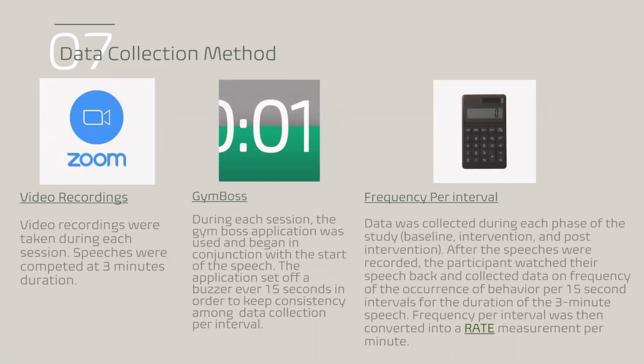For our data collection method, we used video recording through Zoom taken during each session and completed in 3 minutes. We also used the GymBoss app to keep consistent intervals with a buzzer going off every 15 seconds. And lastly, we used frequency per interval, and we collected data during all phases of the study. After recording, the participants rewatched their speech and collected data of the occurrences for their 3-minute speech, and the frequency was then converted to rate per minute.